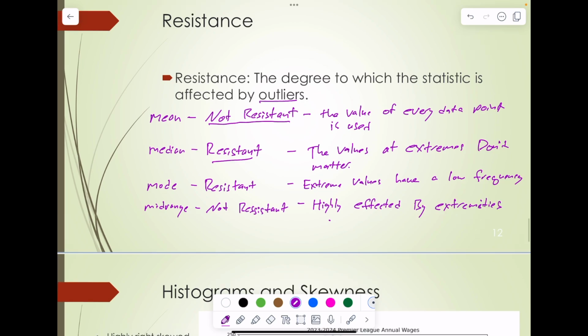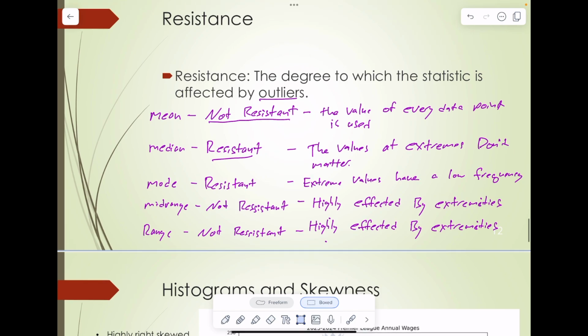Okay, let's go over the measures of spread now. So the first one was the range. What do you think? Not resistant. Same as with mid-range, right? I could put my ditto marks here, or highly affected by extremities.